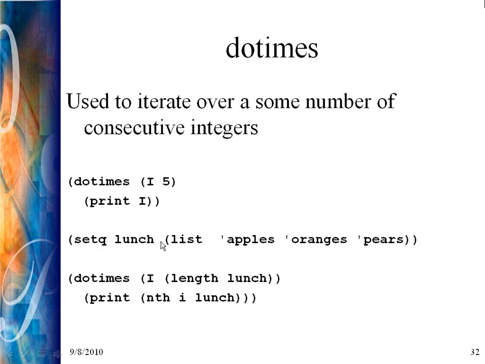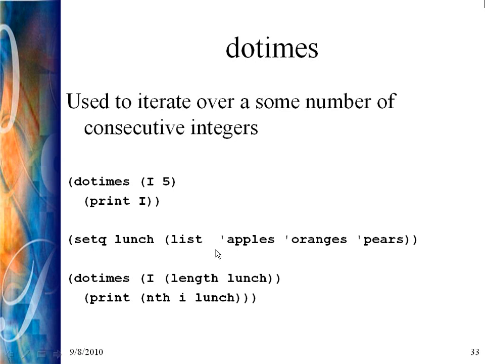Dotimes iterates over a number of consecutive integers. In dotimes, i is the iteration variable, 5 is the upper limit, the lower limit is always 0. With dotimes, you always start at 0. So dotimes (i 5), print i is going to print 0, 1, 2, 3, 4.